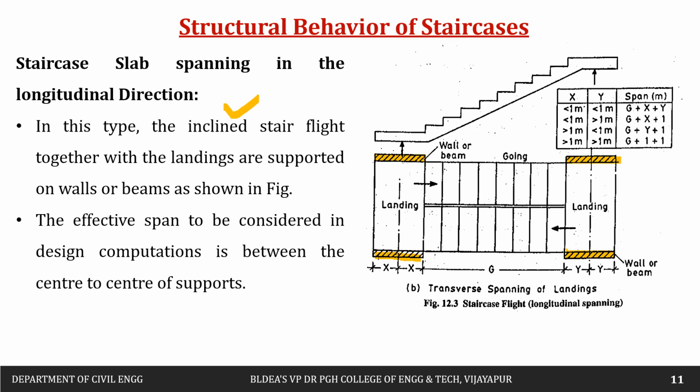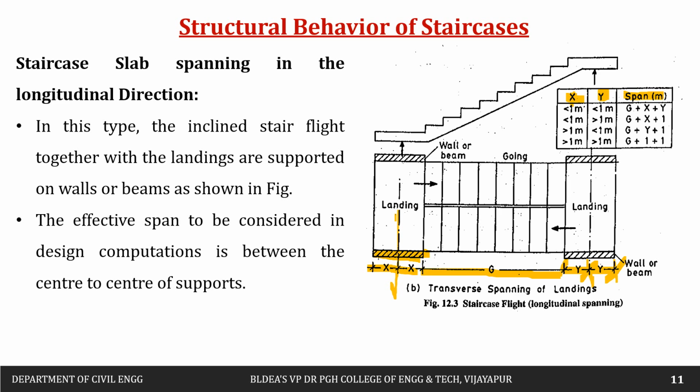The effective span is calculated as the center to center distance between the supports, right? For example, you can take the effective span between these two. So now what will be this distance? We have x, y and a span. How to calculate the span? For example, this is the landing, so let us take it as half. Here we have x, then the going, then on this side we have a dimension, that is y.